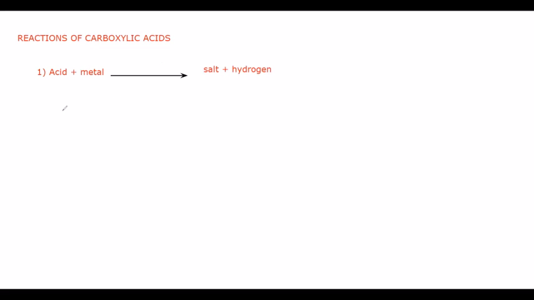So for example, if you have ethanoic acid, CH3COOH, and it reacts with metals such as sodium. As sodium is more reactive, it will displace the hydrogen. It will form sodium ethanoate. The product will be CH3COONa plus hydrogen gas.